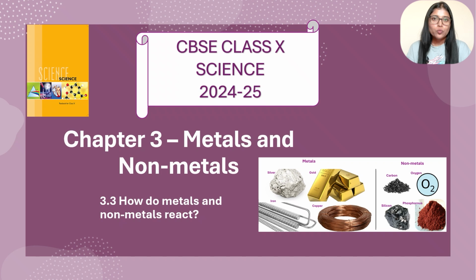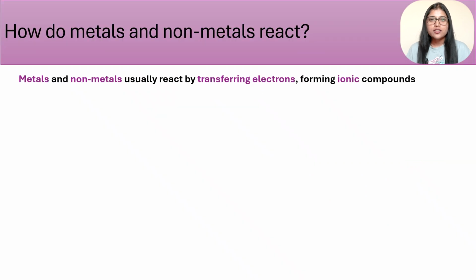In today's video, we'll be learning part 3.3, how do metals and nonmetals react, in chapter 3, metals and nonmetals. In the last lesson, we learned how metals react with air, water, acids and other metals. In this lesson, how metals react with other nonmetals. The reaction between metals and nonmetals usually occurs through transfer of electrons, which results in an ionic compound. And the bond that is formed is called an ionic bond.